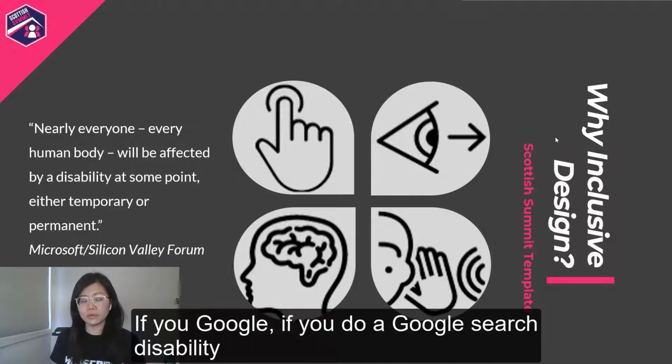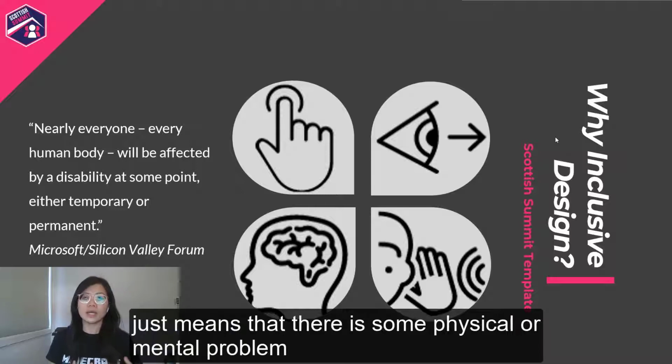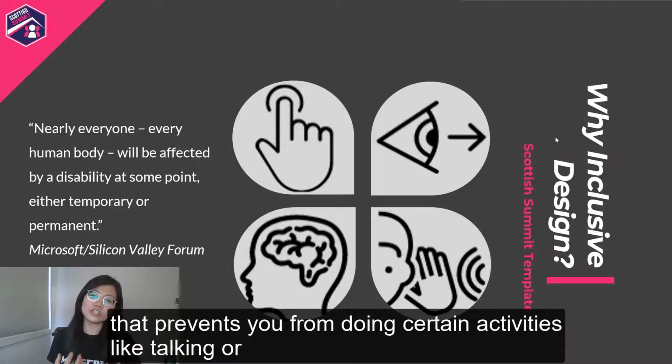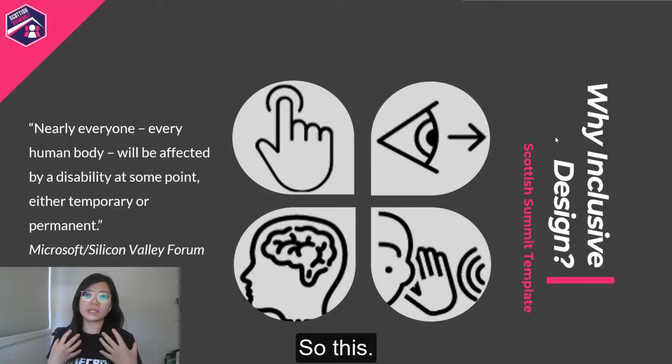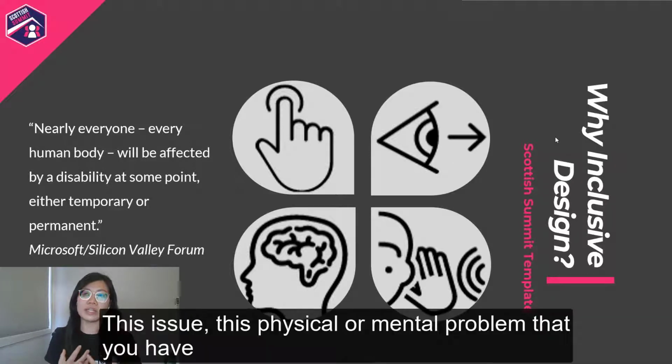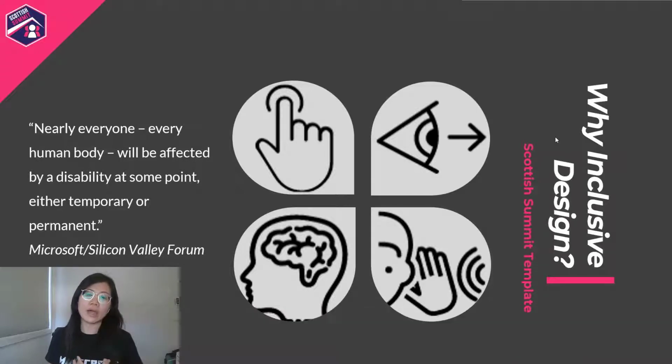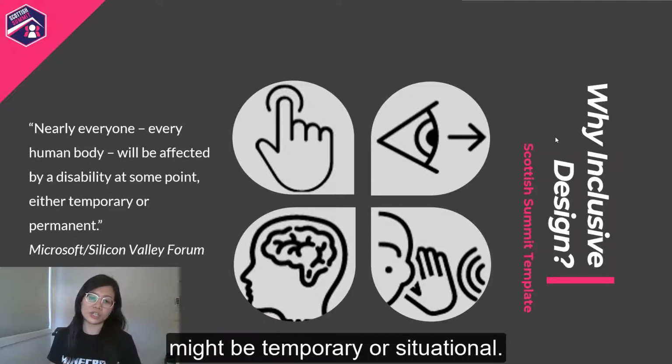If you do a Google search, disability just means that there is some physical or mental problem that prevents you from doing certain activities like talking, moving, seeing things, or listening to things. This physical or mental problem that you have might be temporary or situational.